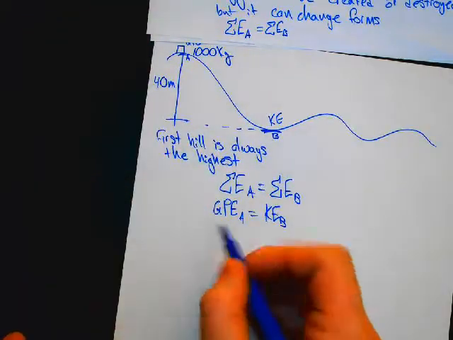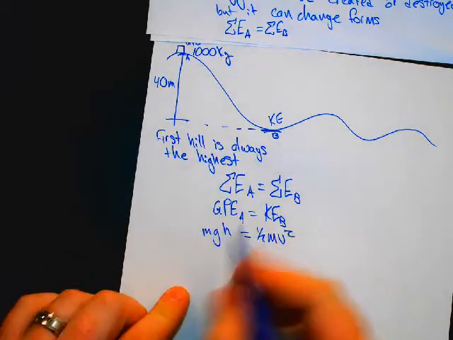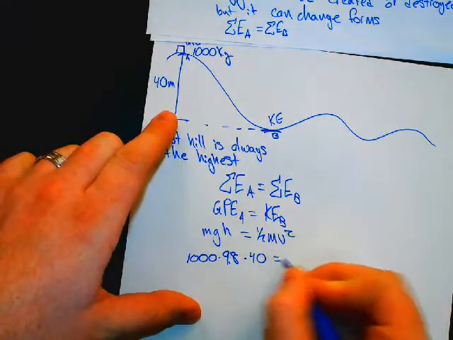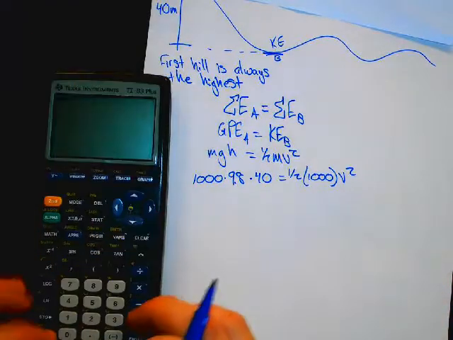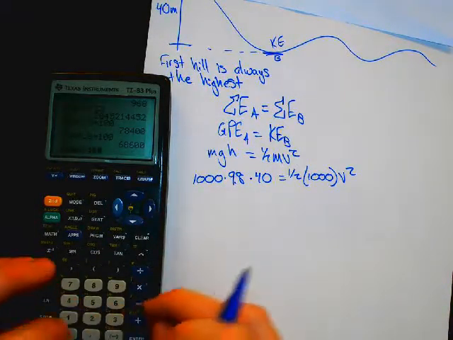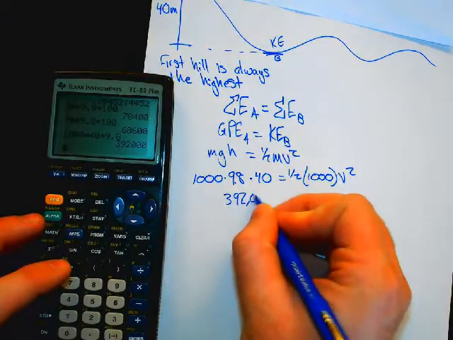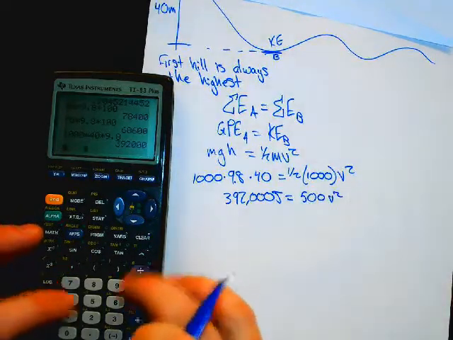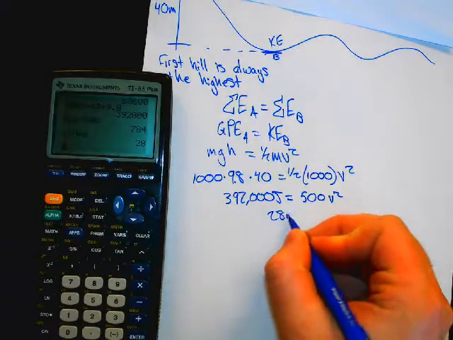All right, so we've got mass, gravity, height equals half mv squared. So 1,000 times 9.8 times 40 equals half times 1,000 times v squared. All right, so I'm going to multiply these together. 1,000 times 40 times 9.8, 392,000 joules equals 500 v squared. Divide by 500, take the square root, and we find that this cart is going to be going 28 meters per second.